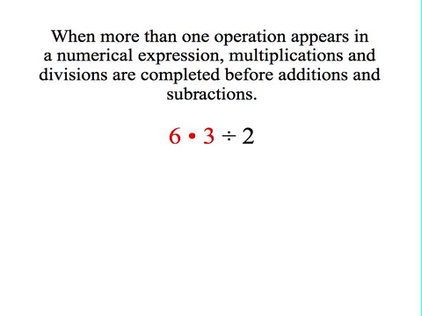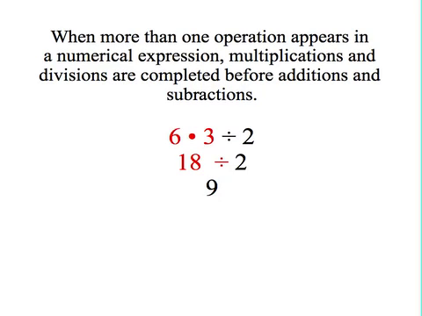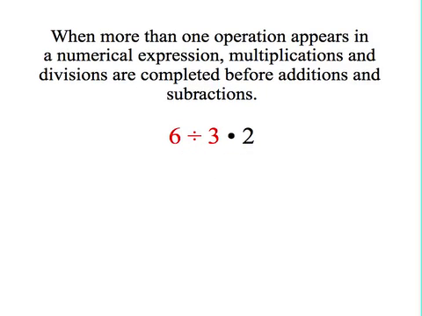Here's multiplication and division, and one of those does not always come before the other. Once again, we go left to right. So in this case, the multiplication goes first to get 18, and 18 divided by 2 is 9. Now, the division comes first, so we do 6 divided by 3 to get 2, and 2 times 2 is 4.